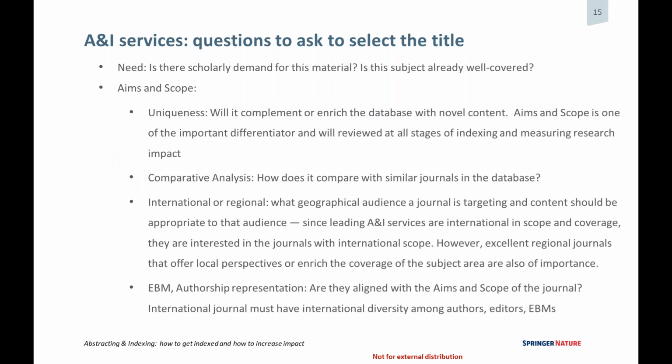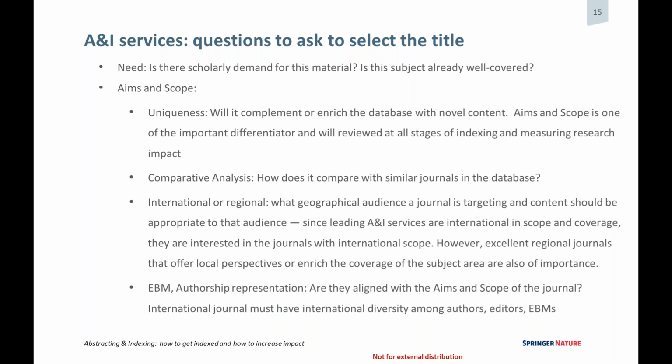Okay. From the ANI services perspective, if I'm a reviewer at Scopus or at Web of Science, what am I going to be considering? So the number one question I'm going to ask is, what is the need? Why should I add one more title in an area which already has 300 other titles? So the need is going to be very important.